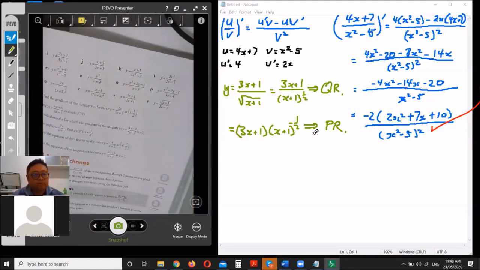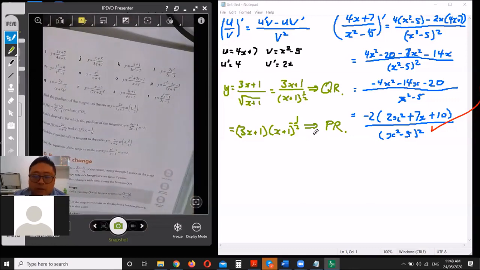The quotient rule is just the product rule in disguise. For the product rule, it's still inside times outside. If that's U and that's V, then the product rule is U dash V plus V dash U.